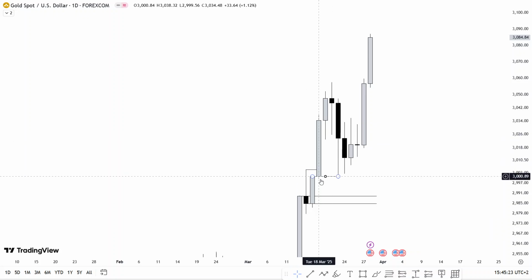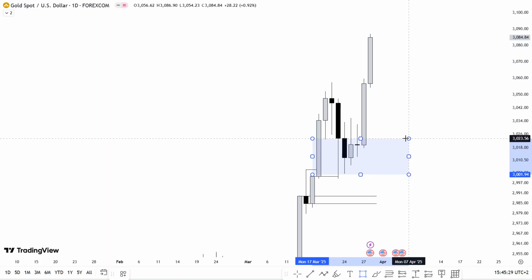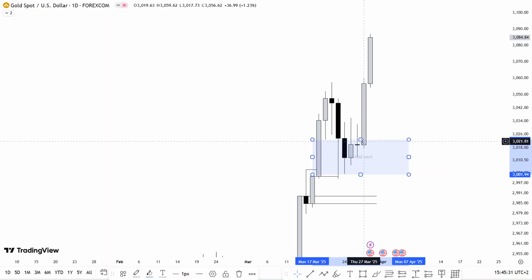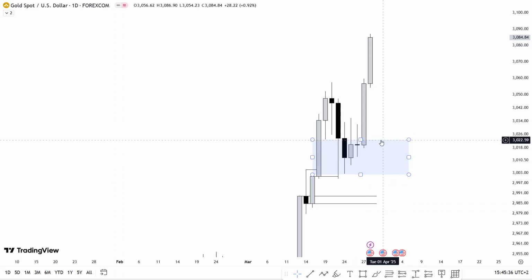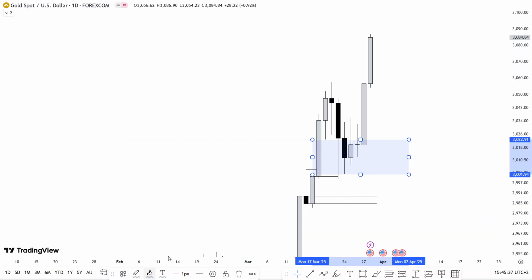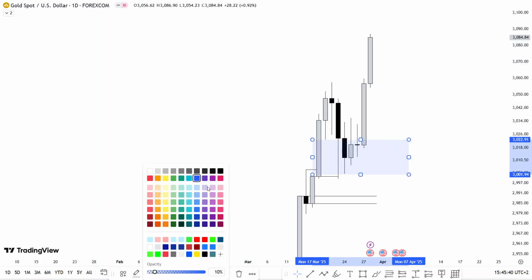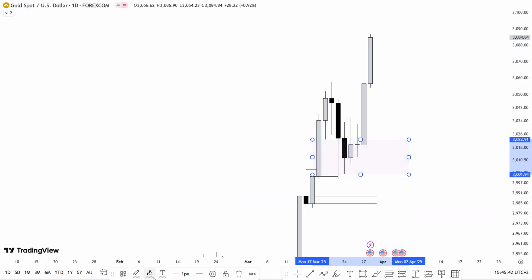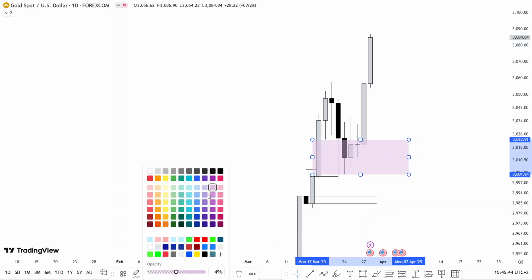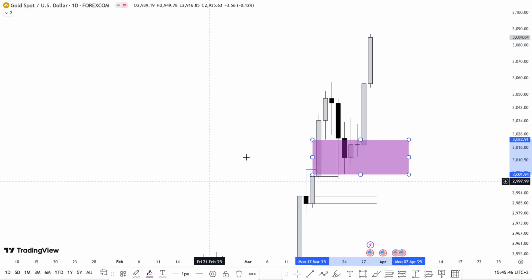And we already see that we have a fair value gap right here, which acts as a form of liquidity, because I do know that a lot of people who trade SNR, who have started using smart money first, obviously use fair value gaps as well as areas that they look for liquidity at, right? Unless maybe that's just me.